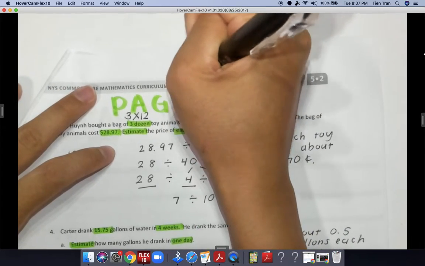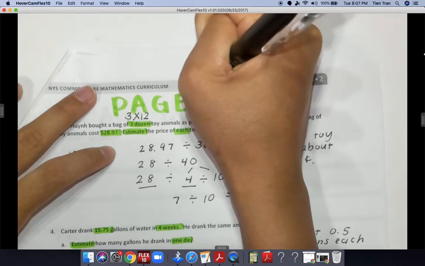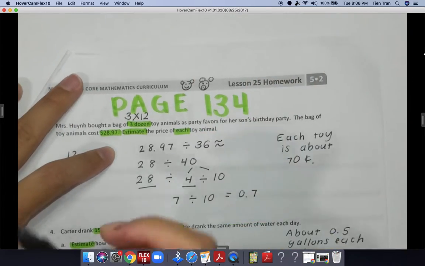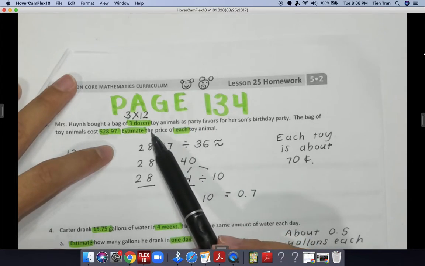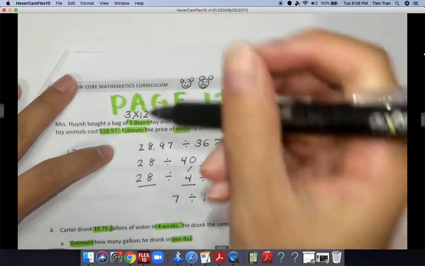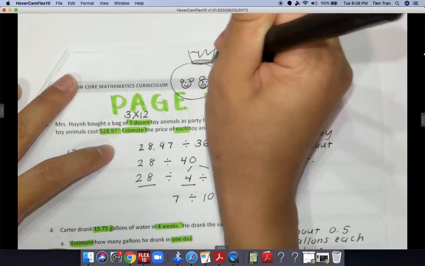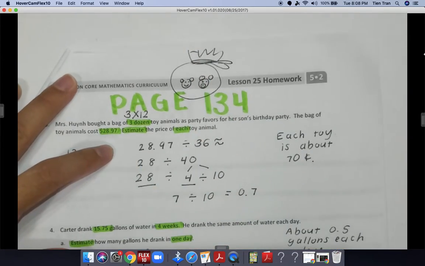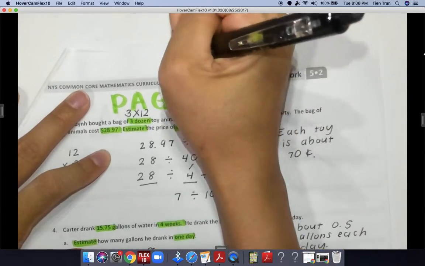So I'm thinking that she bought a lot of animals. Okay, bags, animals, probably for kids. So that's what I'm picturing in my head. Now, these are animals, toy animals for party favors for her son. So it goes in, you know, those little favor bags you get at birthday parties. So that's what I'm picturing in my head. The bag of toy animals costs $28.97.